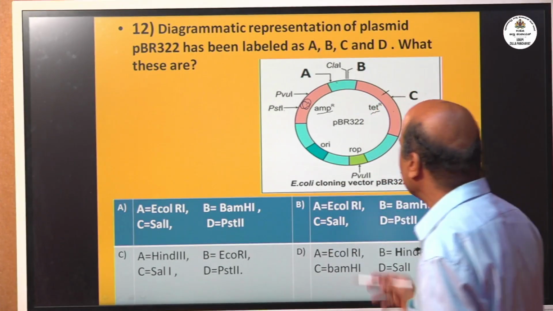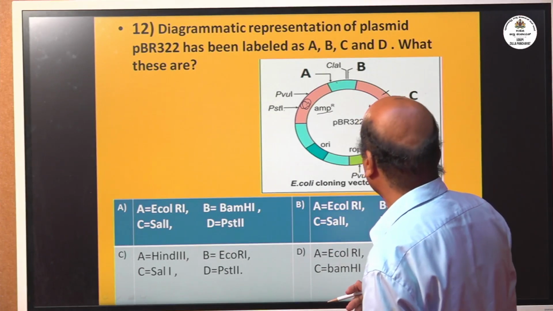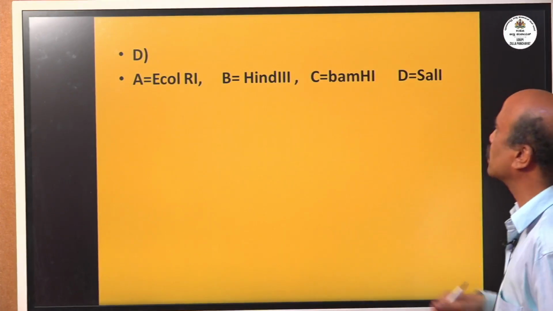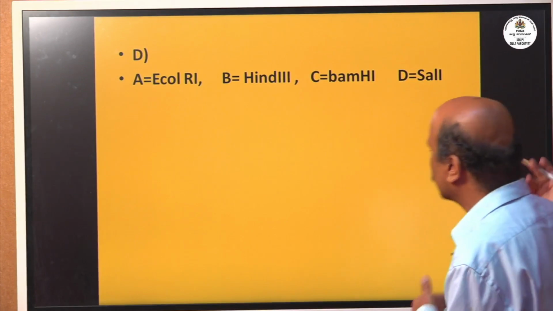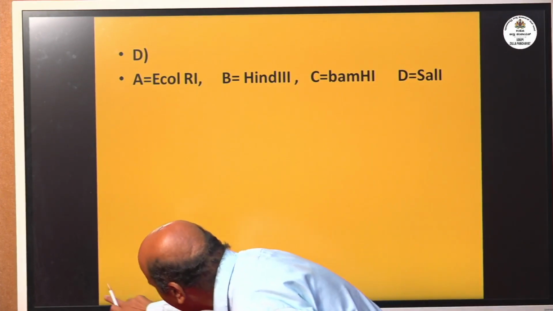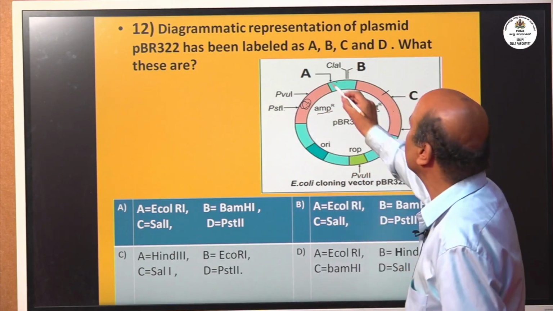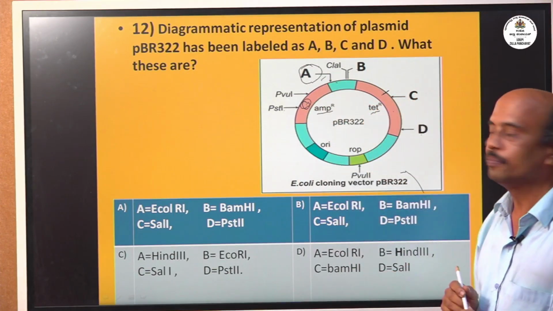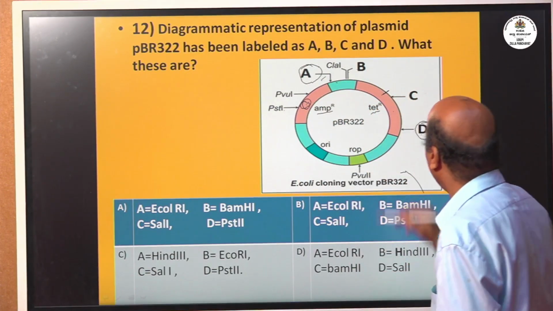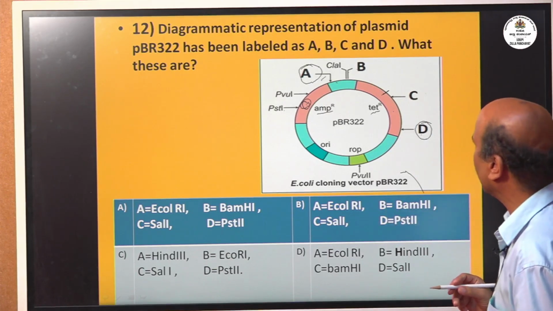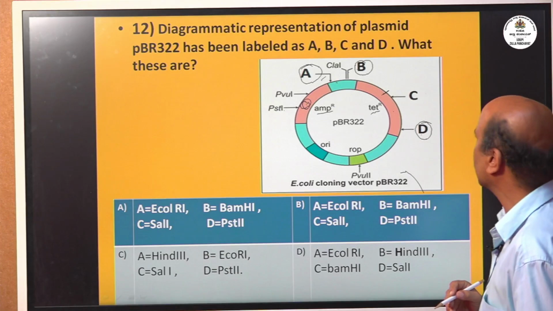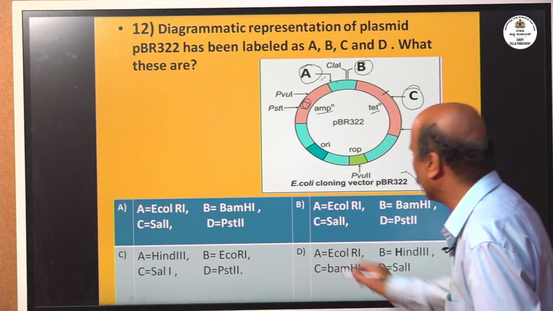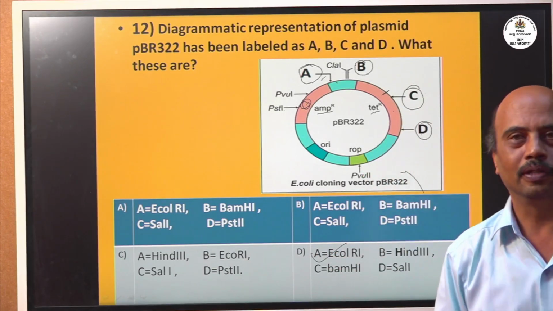Here, what is A, what is B, what is C, and what is D? The answer is D: EcoRI, HindIII, BamHI, SalI. We go into that previous slide. C is the EcoRI recognition site. D is the BamHI recognition sequence. B is the HindIII recognition sequence. D is the SalI. C is the BamHI. Therefore, the option is D. Option D, that's correct.